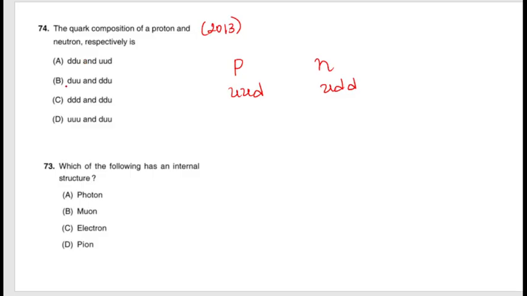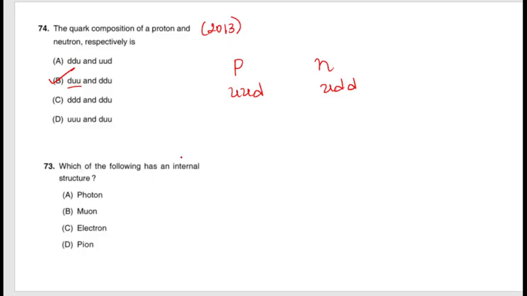Here, option B. See, proton is a combination of DUU. We can interchange and write it as one and the same, and here neutron is DDU. So option B is the right answer. I hope everyone is clear with this question. Questions like this have been asked in all the years. Yes. Let us move to the next question.